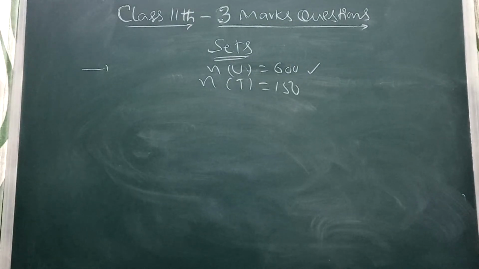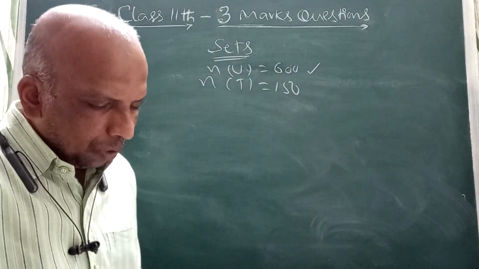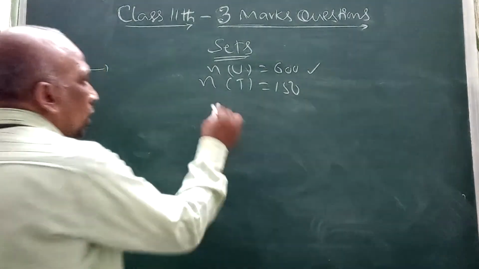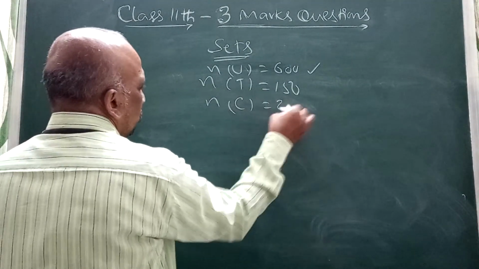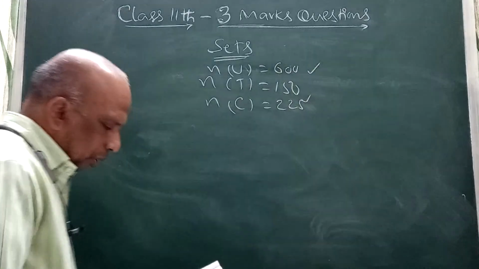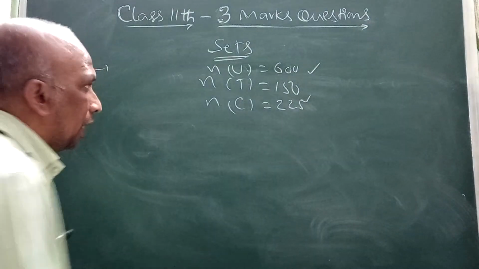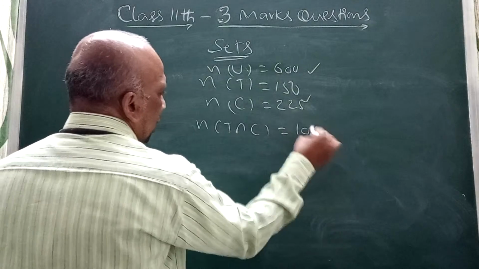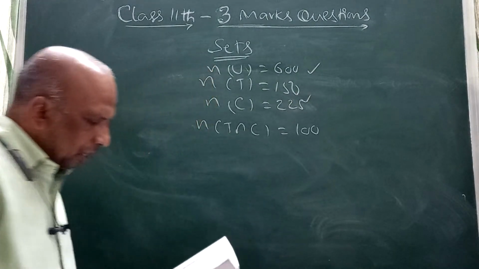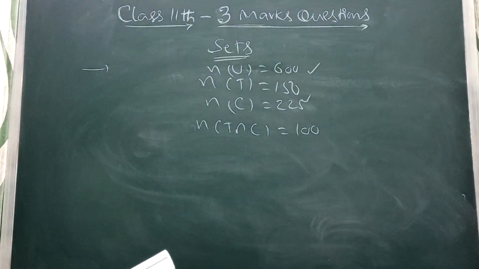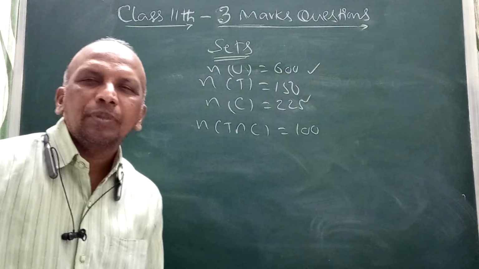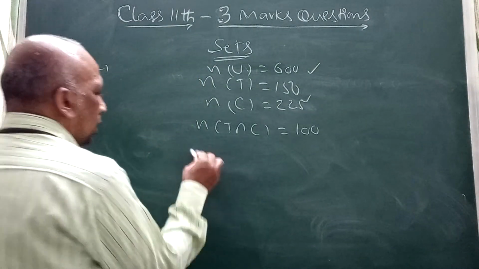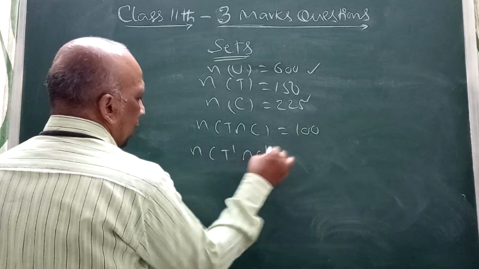Next, they have given that 150 were found to be taking tea and 225 taking coffee. 100 were taking both tea and coffee, the tea and coffee intersection. Find how many students were taking neither tea nor coffee. They are asking neither tea nor coffee, right?